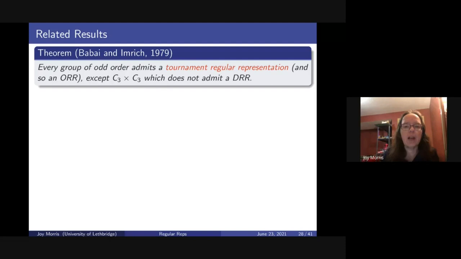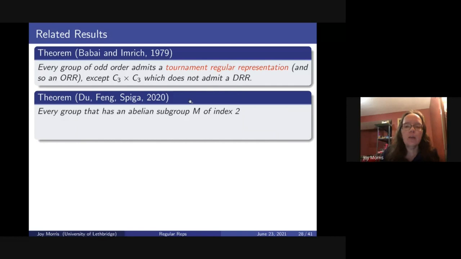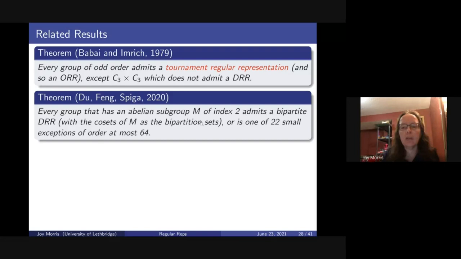Dobcsányi and Spiga, in their recent work on the bipartite case, as I mentioned just recently, showed that every group that has an abelian subgroup of index 2, so if we assume that that index 2 subgroup M is abelian, then they were able to show that we do get a bipartite digraphical regular representation, with the cosets of M being the bipartition sets, except for 22 small exceptions of order at most 64.